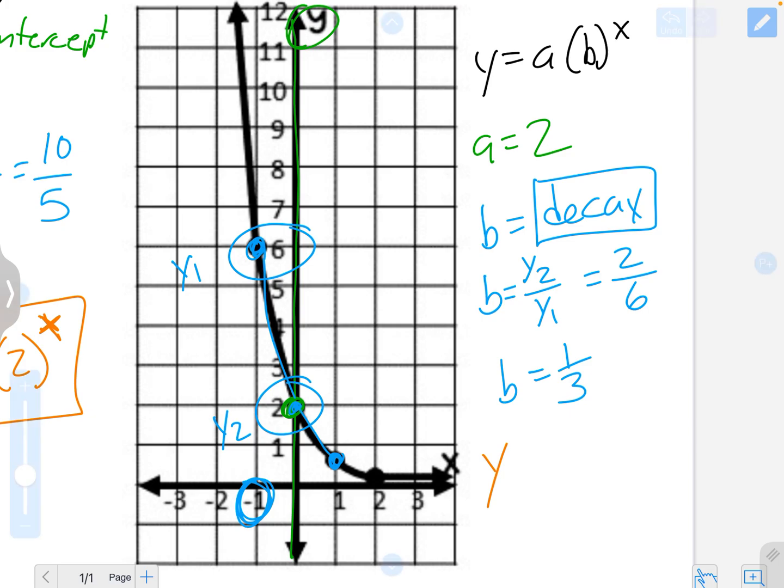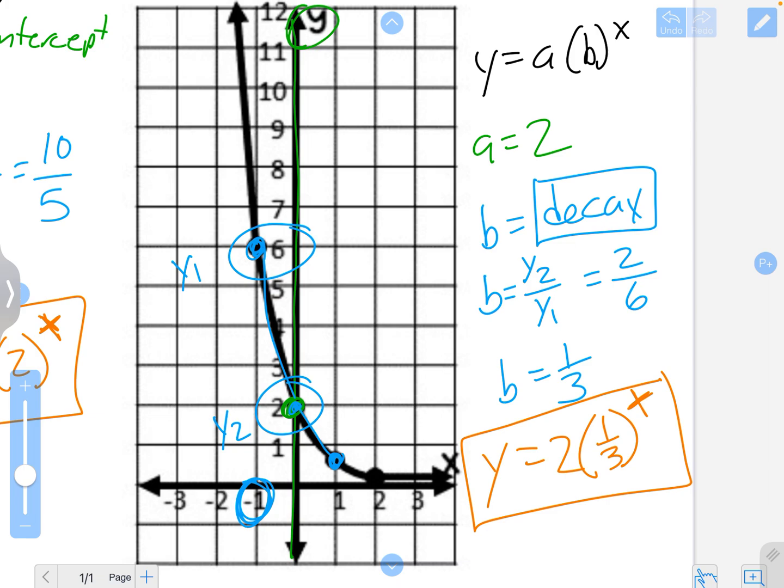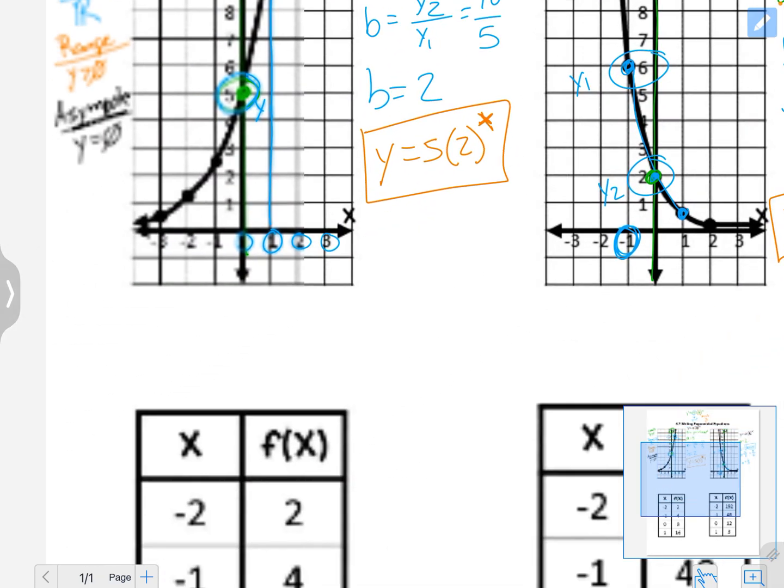So now we write our equation. Y equals, my y-intercept or my a is 2, my rate or my ratio is 1/3. And again, the most important part is you have to put the x as the exponent of your b.